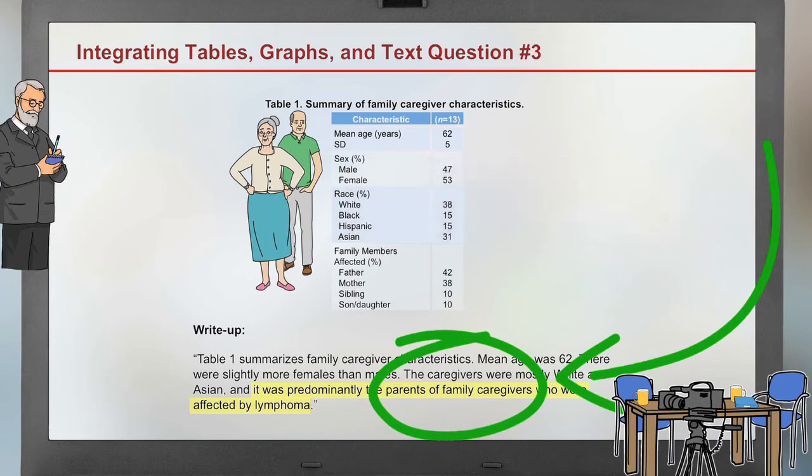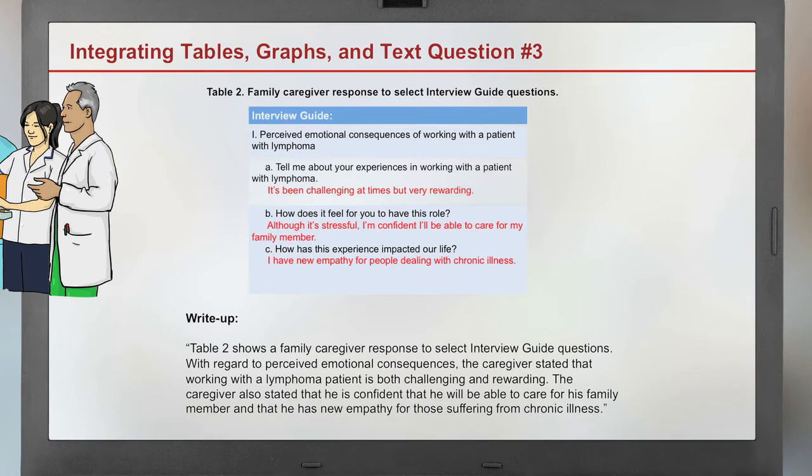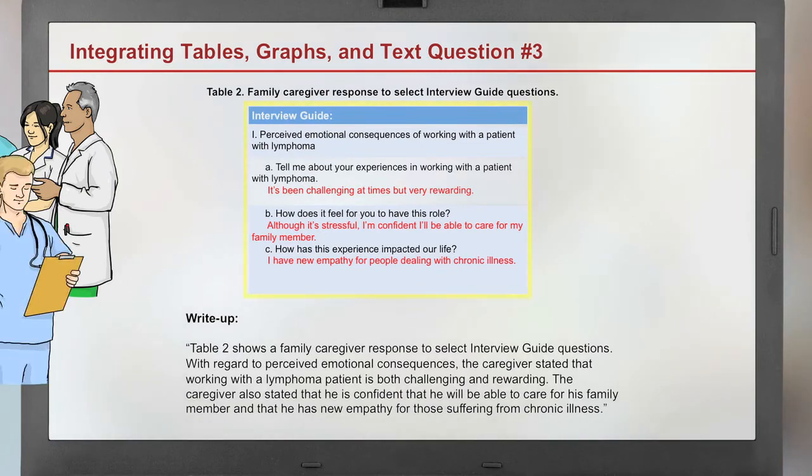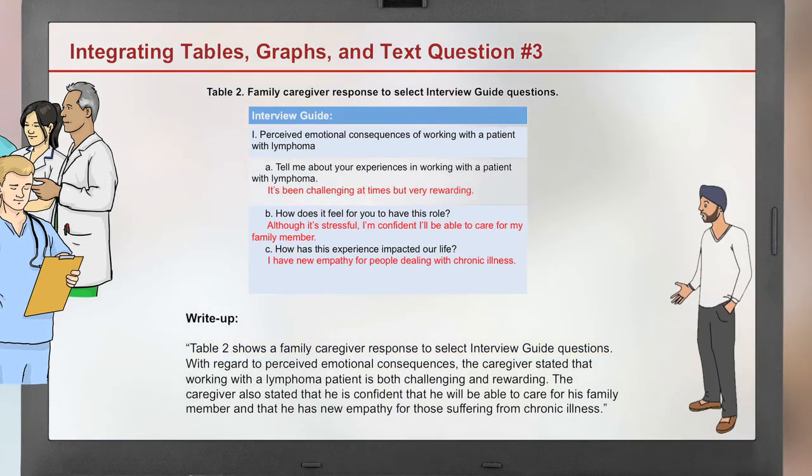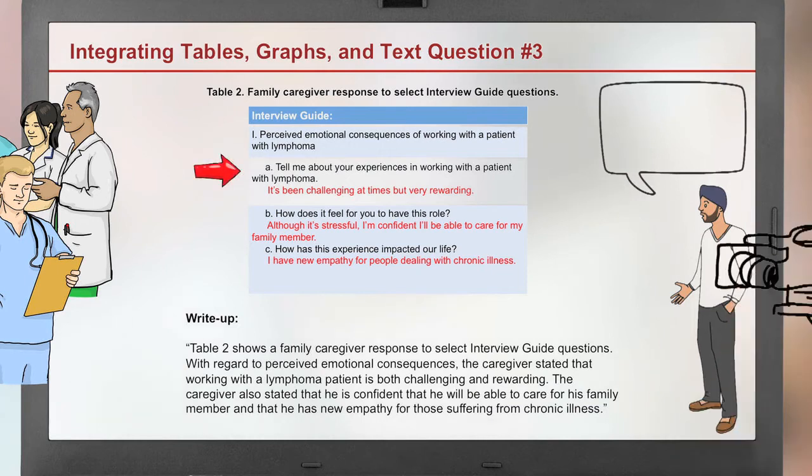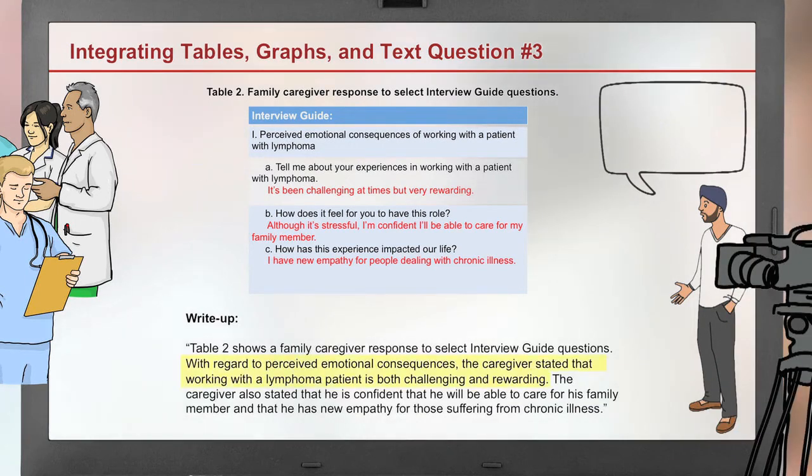This illustrative write-up incorporates part of the second table from Clinical Question 3. As before, the write-up starts by referring to the table. It then reports a portion of one caregiver's simplified response to an item in the interview guide. With regard to emotional consequences, the caregiver stated that working with a lymphoma patient is both challenging and rewarding. The caregiver also stated that he is confident that he will be able to care for his family member and that he has new empathy for those suffering from chronic illness.